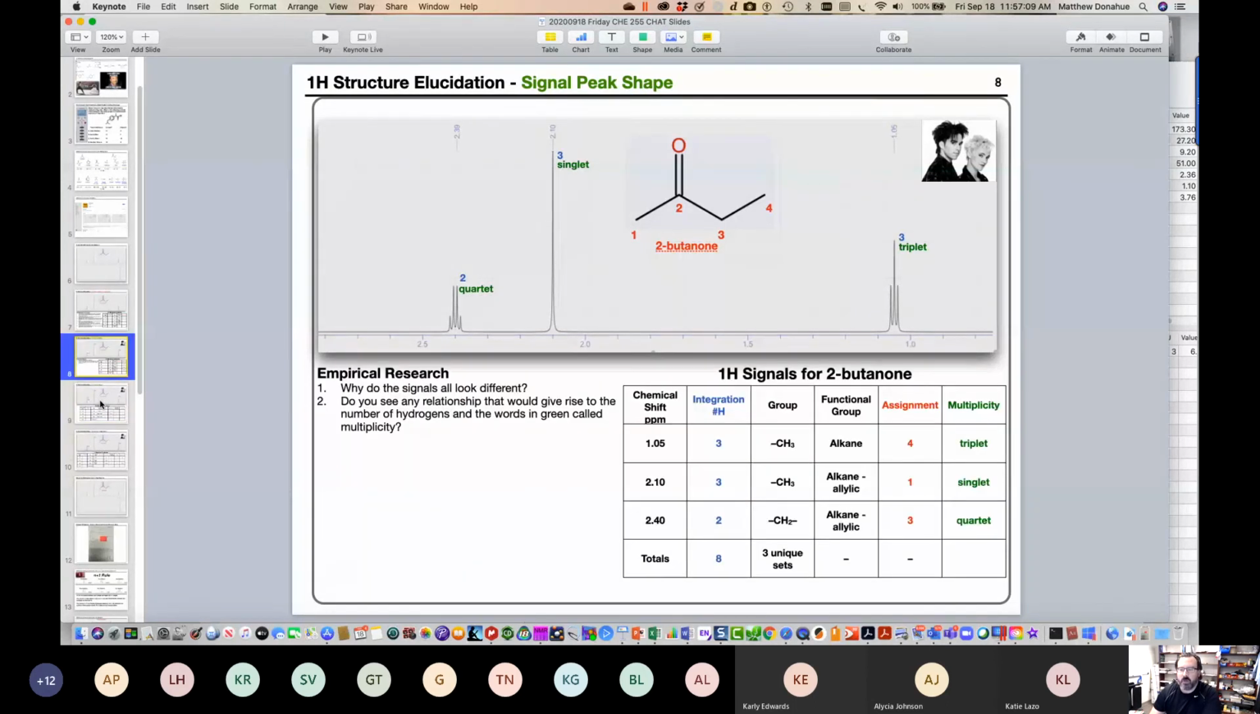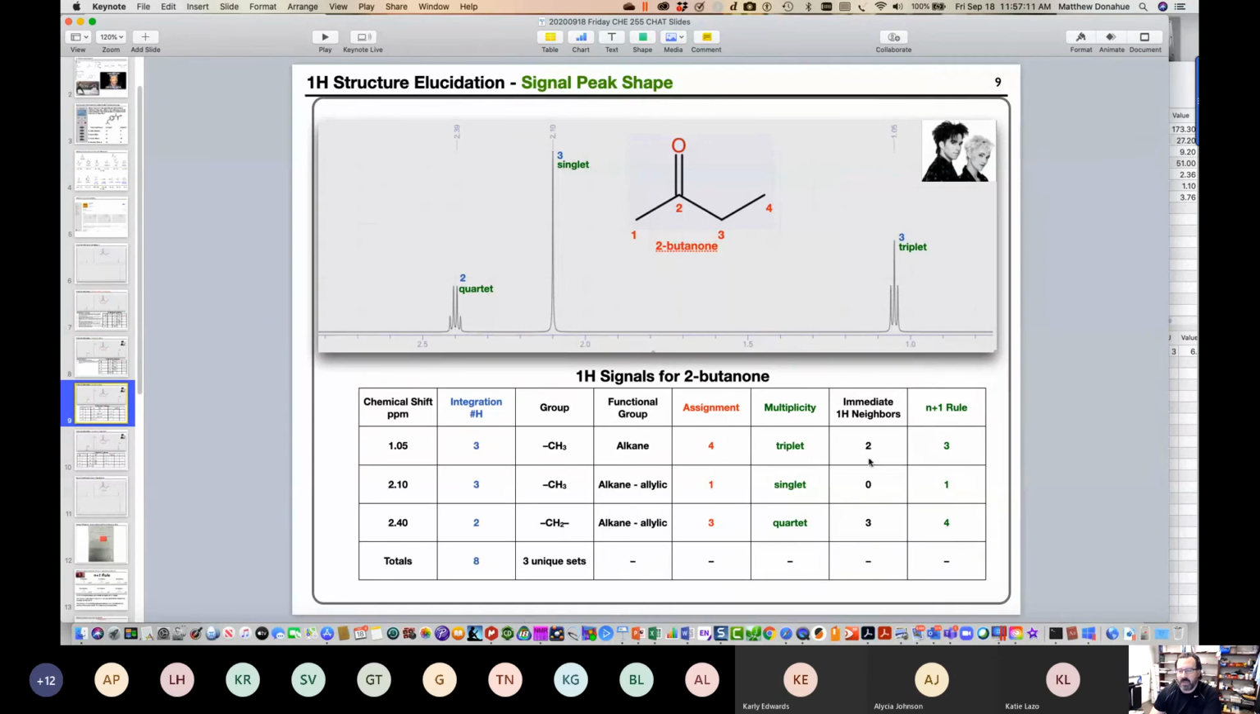So I'm clicking over to the next slide here. I've added 2 more columns for each. So I've analyzed for the triplet, the immediate neighbors, there's 2. The n+1 rule, that gets you 3. For the singlet, there are no neighbors. n+1 is 1. For the quartet, there are 3 neighbors. 3 plus 1 is 4. That gets you 4.